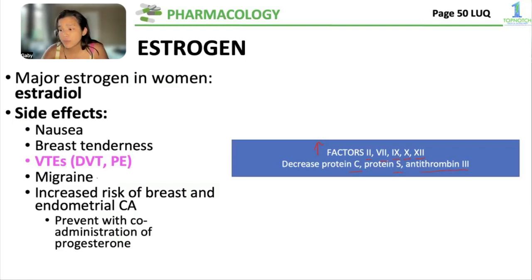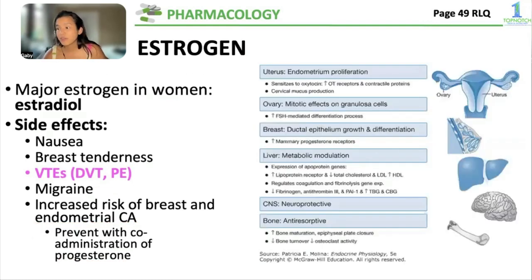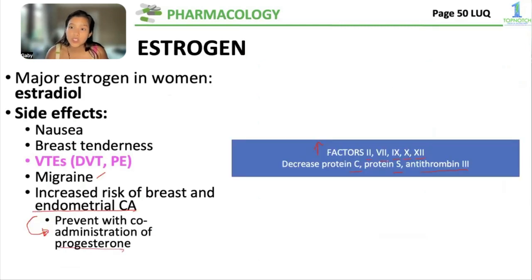It can also cause migraines, and it increases the risk of breast and endometrial cancer. Endometrial cancer in particular can be prevented with co-administration of progesterone. Bakit? Kasi estrogen promotes proliferation of your endometrial tissue. And whenever we have hyperproliferation of a cell, there is always that small risk of developing into uncontrolled proliferation, aka cancer. But if we co-administer with progesterone, we mitigate some of these risks.